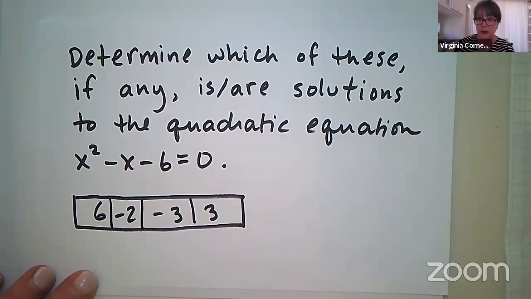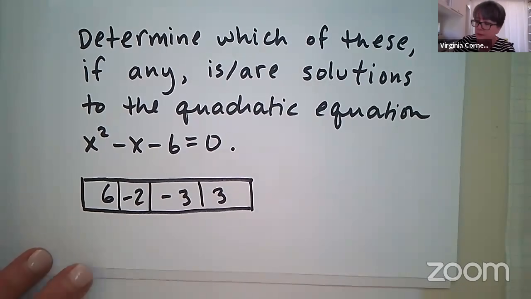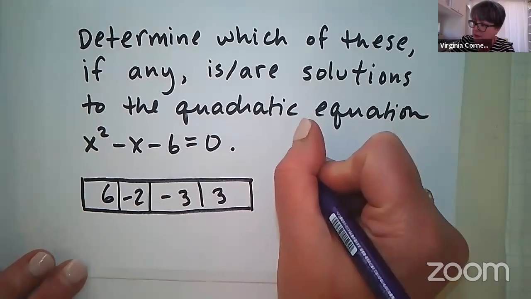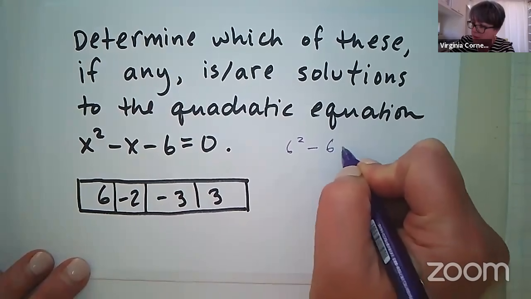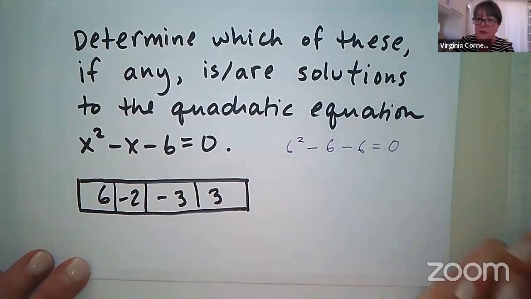I can just check and see if any of these are solutions. How would I do that? How would I check without knowing quadratic formula or factoring? I'd plug them in. So for 6, I'd say 6 squared minus 6 minus 6, and I'd check to see if that equaled 0.